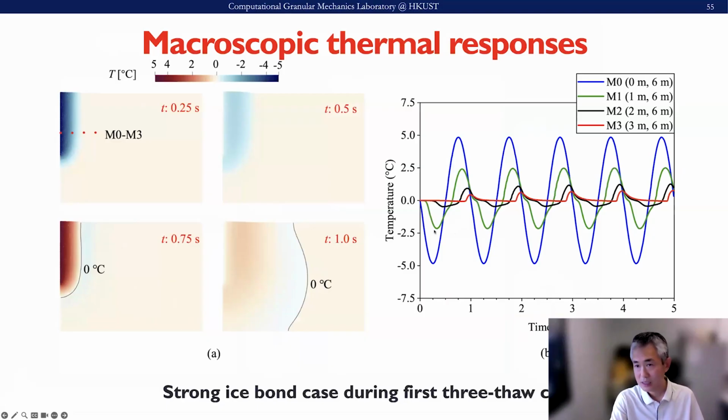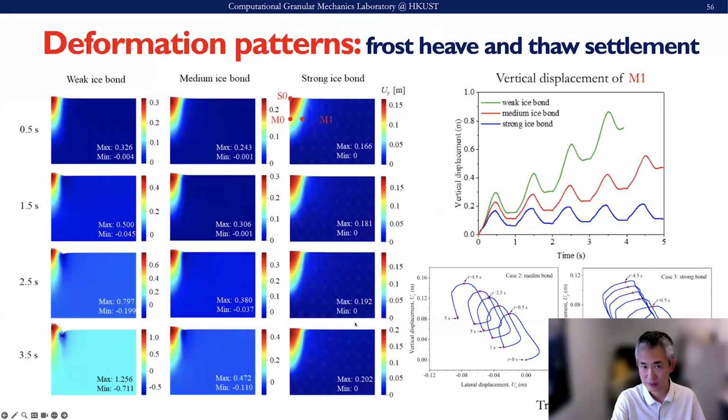This is like typical different material points, M0 to M3, and the cyclic temperature change felt by the three points can be quite different. And also here, as I mentioned, the zero temperature contour line, compared at different time instances, can evolve during this cyclic loading case.